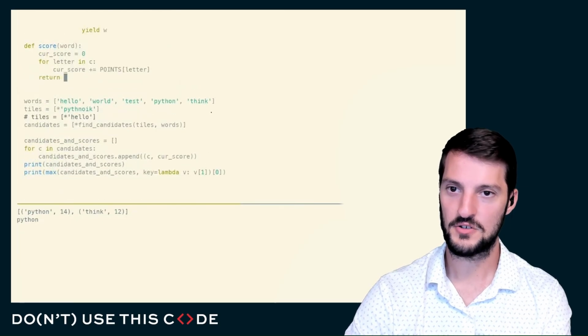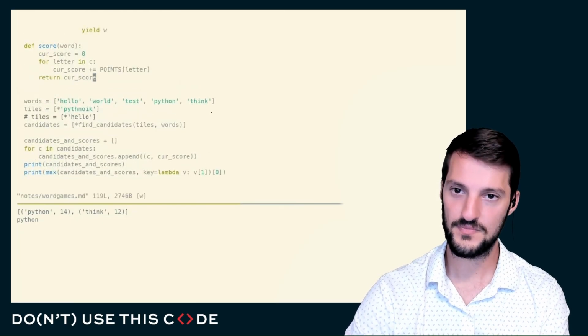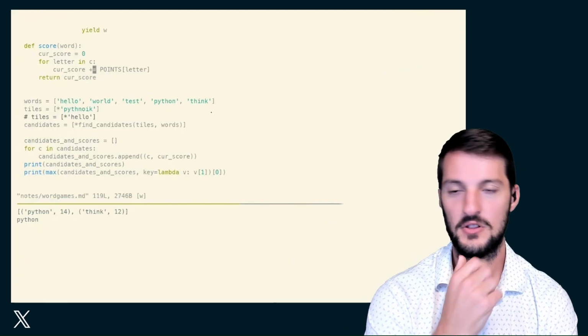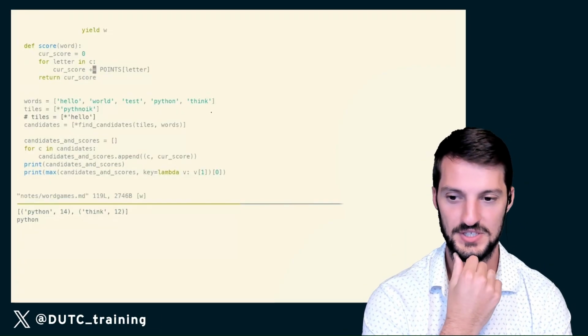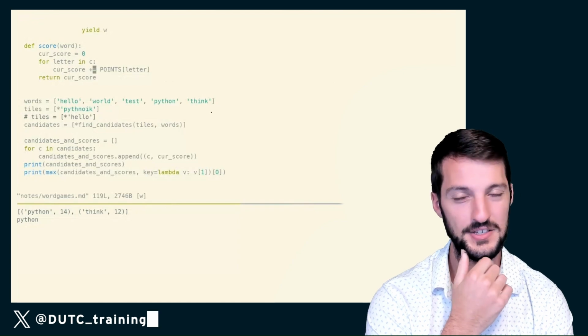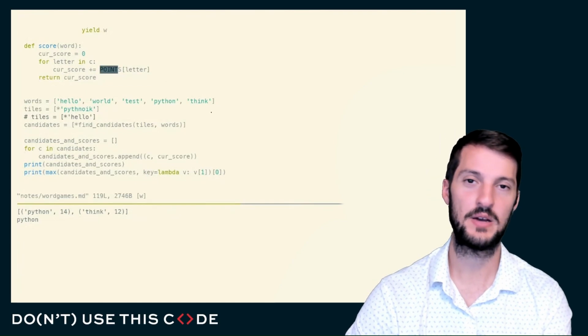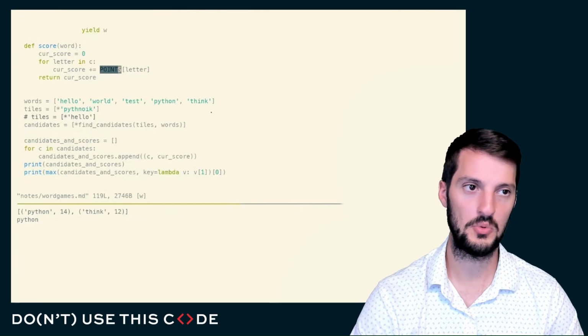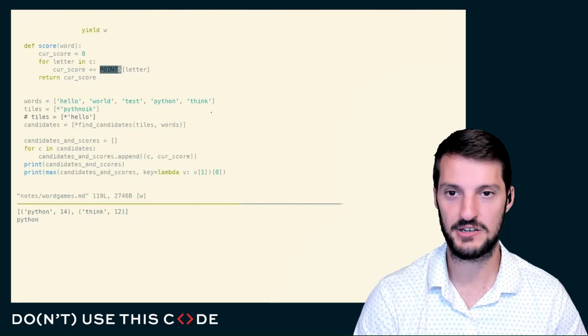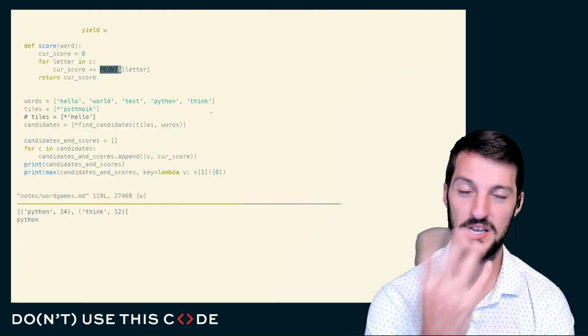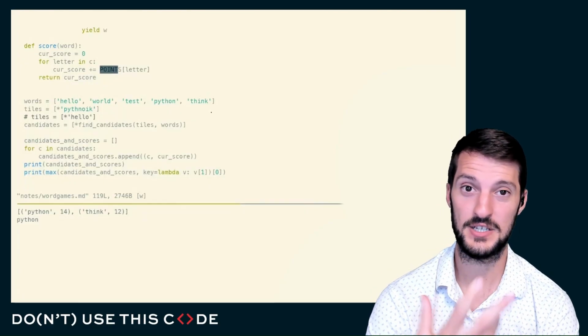Now we can return our current score. There are two assumptions I've baked into this function though that I don't know if I love. One, I'm going to assume that we always want to use this globally spaced points dictionary. Well, what if my client wants to play with some different set of points?